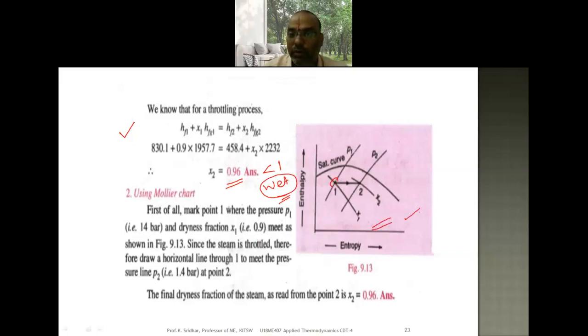Locate point number 1. Because throttling is nothing but a constant enthalpy process, just draw a horizontal line till it meets the next pressure line. So you have point number 1 and point number 2. From this we know that H1 is equal to H2, and here you know the value of S1, and here the value of S2. From this we are able to know the dryness fraction of the final condition of the steam, and of the initial condition of the steam.